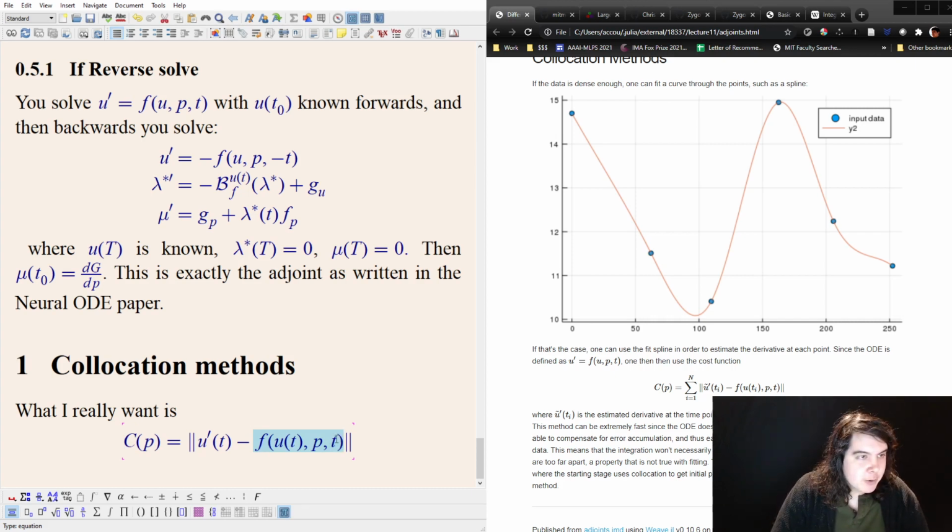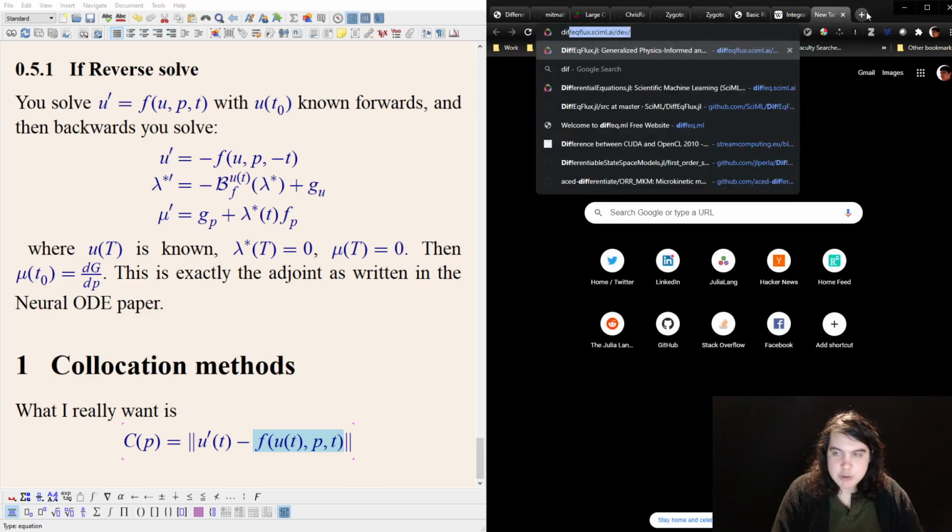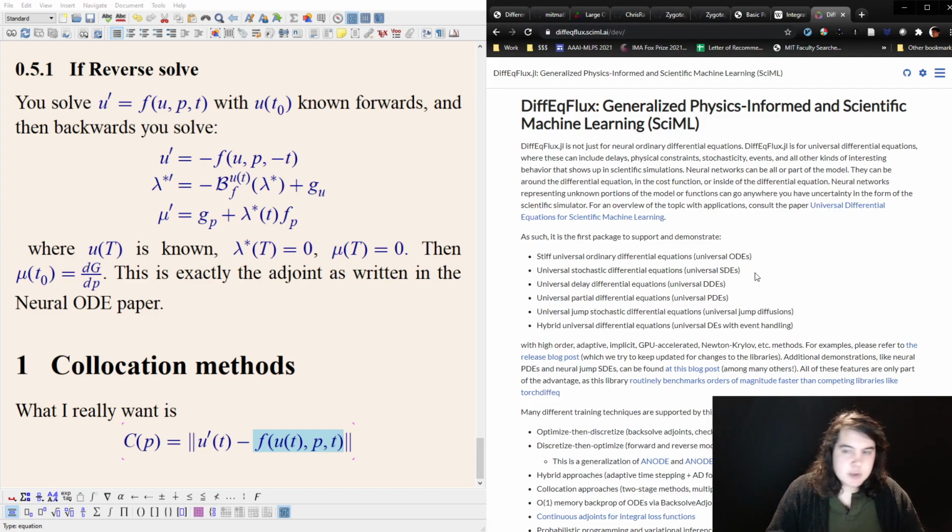Why is this not done all the time? Well, think about, for example, if you're missing this data point. If you're missing this data point, then your interpolation is going to be completely off. So if you have sparse data points, you can't do this. But let me actually show you an example in the DiffEqFlux documentation.